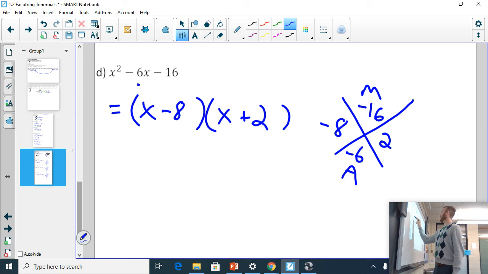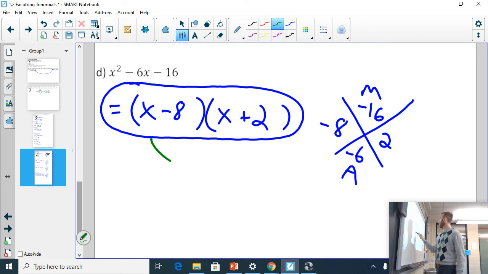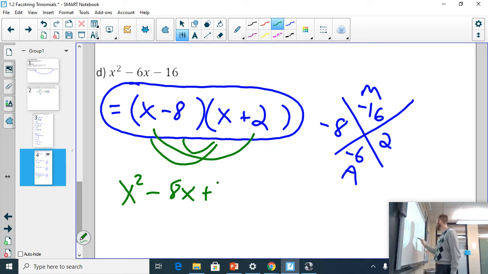So this is the answer, right? That's your answer. But to check your answer to make sure you got it right, if you multiply this out and get what you started with, then you've done it right. So x times x would be x squared. Minus 8 times x is going to be minus 8x. I kind of went backwards here, but that's okay. x times 2 is going to be positive 2x. And then negative 8 times positive 2 is negative 16.